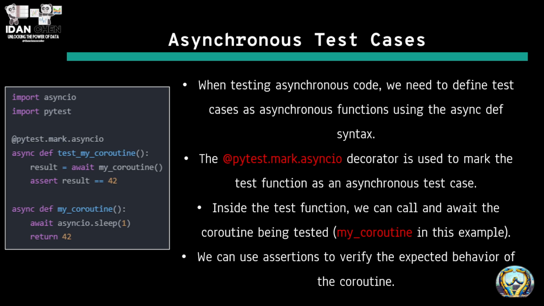So we have the async def myCoroutine that awaits for 1 second and then returns 42. In the actual test, we have the test myCoroutine. The result is equal to await on the myCoroutine, and we use the assertion. Don't worry, in the next lecture we will create our own test.